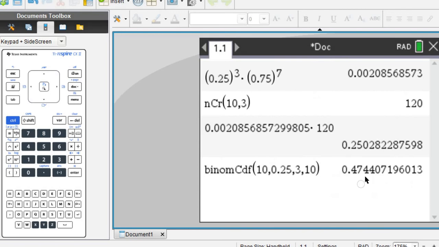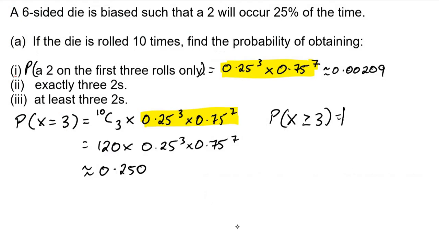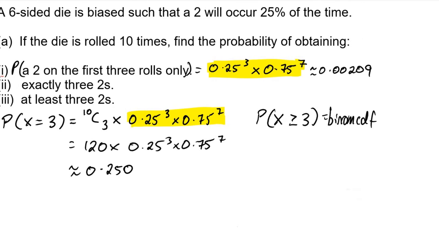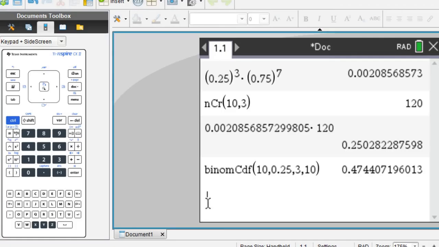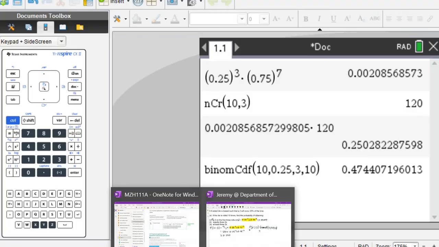And if we hit enter, in terms of the working out that you would show, you would write down that, exactly as it appears on your screen. Binom CDF, 10 trials, probability of success is 0.25, and we're cumulating from 3 to 10 successes, which is approximately 0.474.